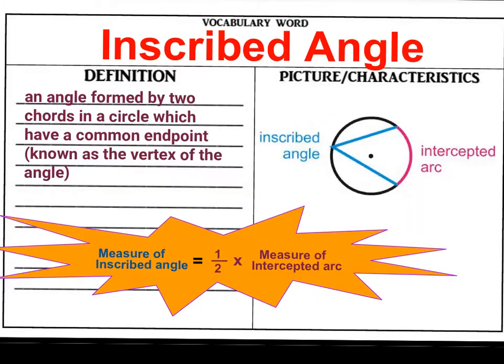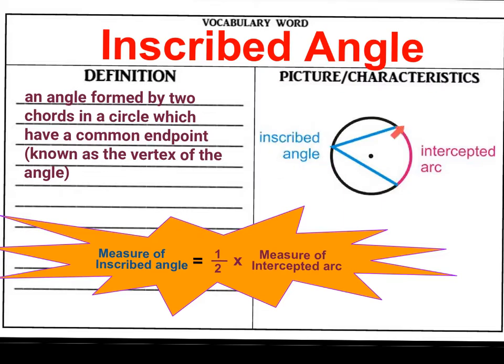Okay, our next vocab word is inscribed angle, and this is an angle that is formed by 2 chords in a circle which have a common endpoint. If you look at the picture over here on the right side, here is our inscribed angle, this blue angle, and you can see that you have your 2 chords over here, and they meet at a common point, and this will be the vertex of our inscribed angle.